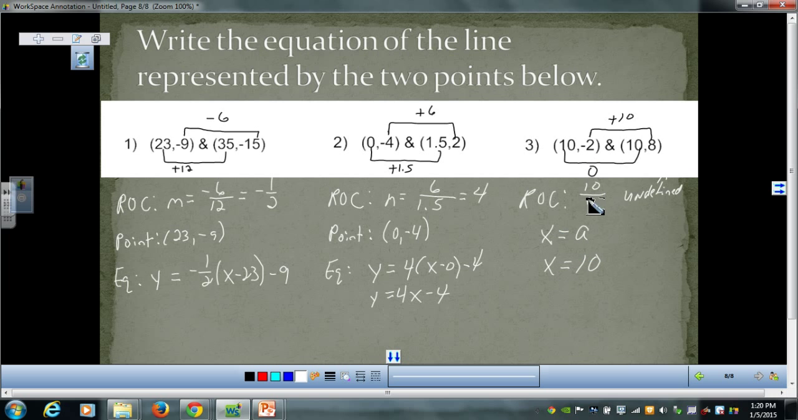So if our rate of change ever ends with a 0 in the denominator, that tells us that we do not have a function, that we have 2 points stacked on top of each other, which means we do not pass the vertical line test, which means it's not a function and we have to use our form of a vertical line, which is x equals a.